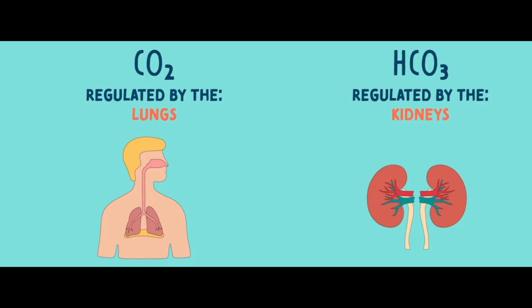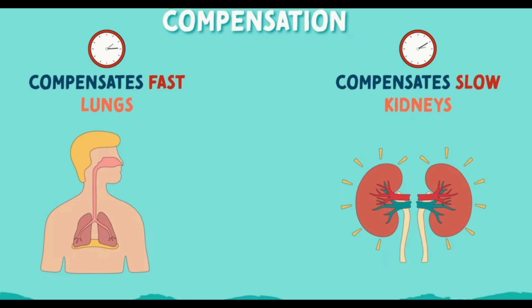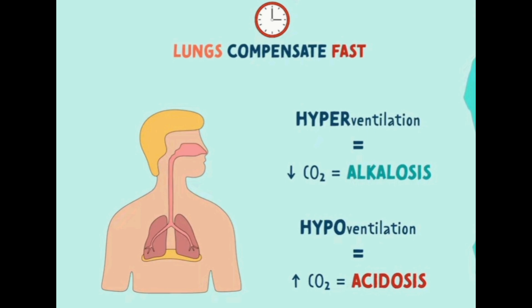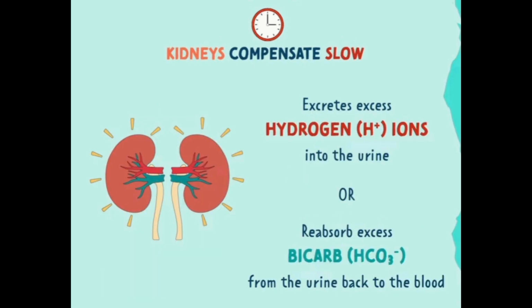So CO2 is always regulated by the lungs, and bicarb is always regulated by the kidney. For compensation, the lungs compensate fast and the kidney compensates slowly. If the patient is having hyperventilation, that will lead to decreased CO2, meaning alkalosis. Hypoventilation leads to increased CO2, which leads to acidosis. The kidney excretes excess hydrogen ions into the urine or reabsorbs excess bicarb from the urine back to the blood. This is the mechanism.